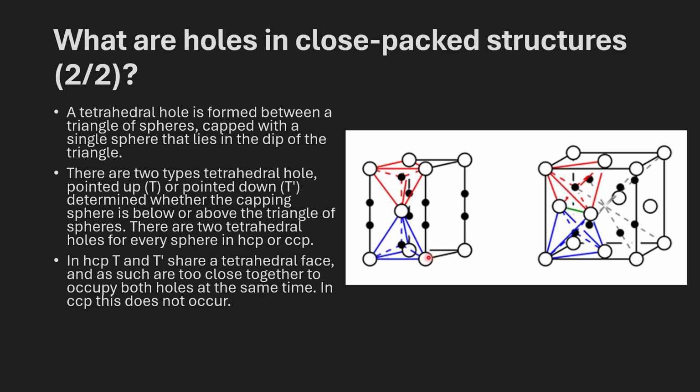In hexagonal close packed, we can see that the tetrahedral holes are way too close together to actually occupy at the same time due to electrostatic forces. Like these two cannot be occupied. It's either this one or this one.